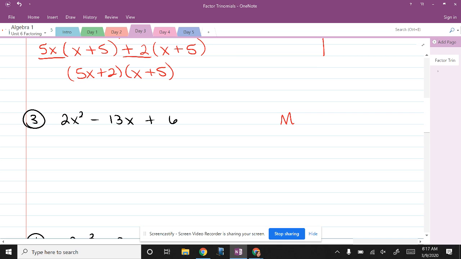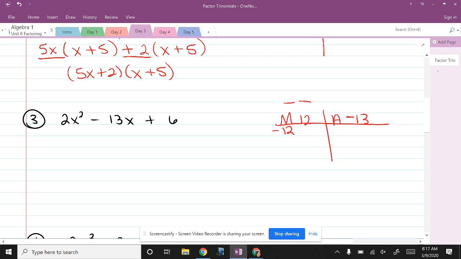So we want to multiply to get what number? 12. And add to get what number? Negative 13. What kind of signs are we going to need? Both negative, because I got to multiply to be positive 12, but add to be a negative number. Y'all with me? What do y'all think is going to work?